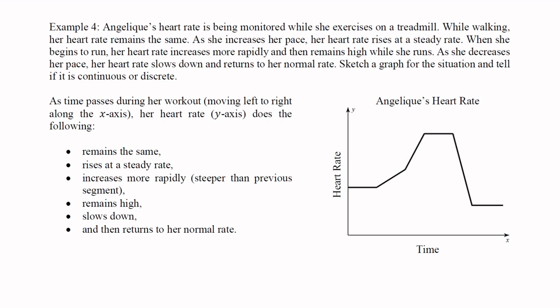So on the way to her heart rate getting higher, she passes all the heart rates in between. And so we have a line here instead of distinct points. So the graph is continuous.